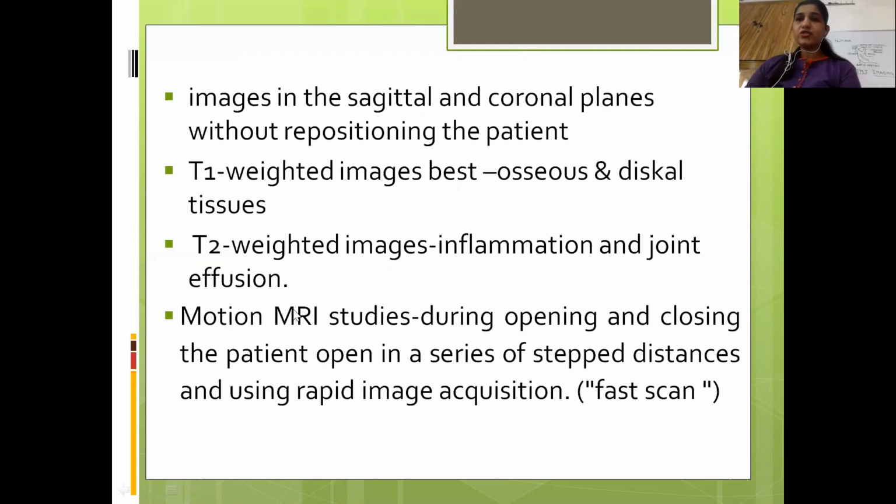In the motion MRI studies, during opening and closing, the patient opens in a series of stepped distances using rapid image acquisition, that is fast scan. When we ask the patient to open and close the mouth and we start taking the scan, that is known as the fast scan in the stepped procedure.